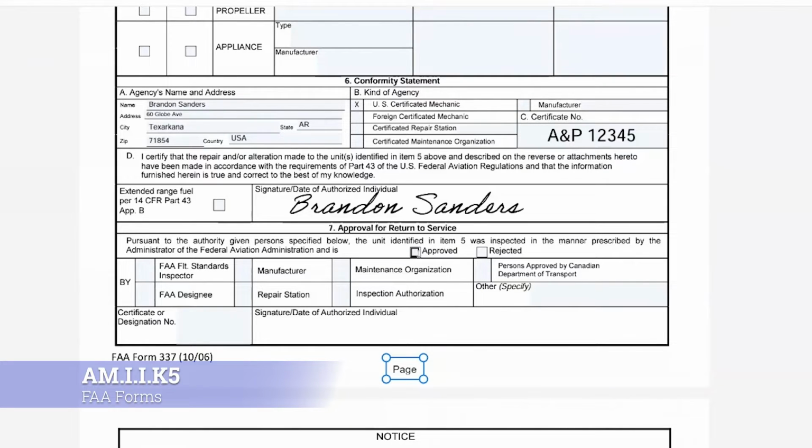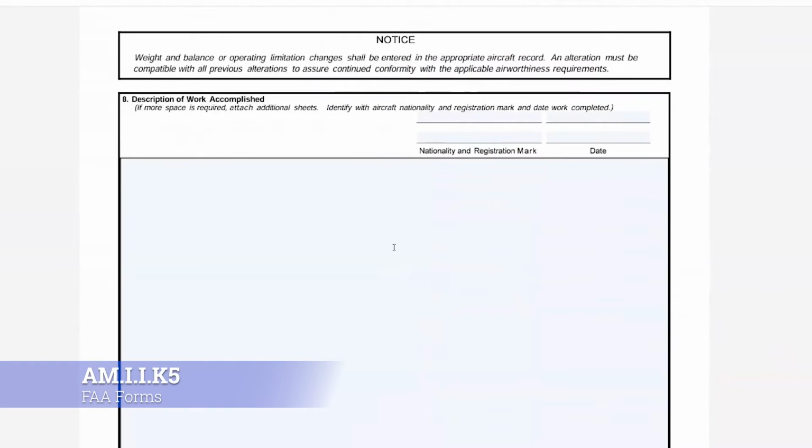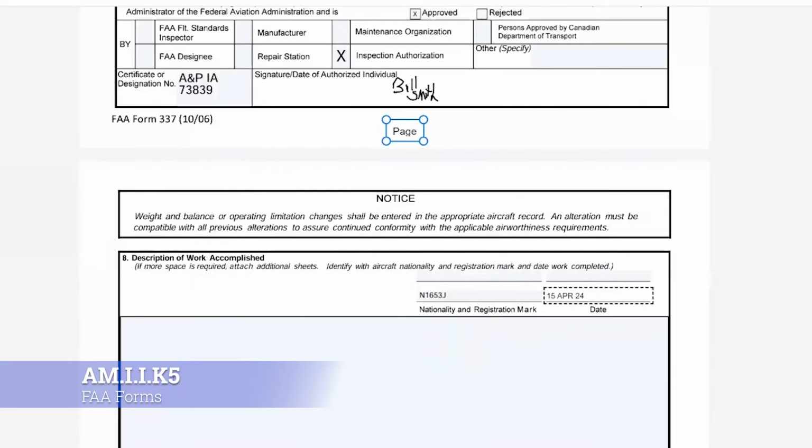Okay, the next step in the process is the approval authority. Now, we're going to say that it got approved, but I can't return anything to service on a 337 because I'm not an inspection authorization. So we have to get somebody who is, and it just so happens that we have old Bill Smith hanging out, and he's going to mark our 337 to be approved for us, and he's going to stamp our paperwork, and that's how we're going to get back in the game.